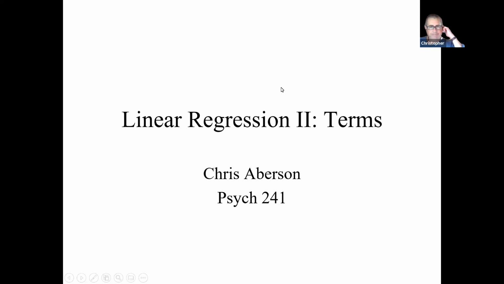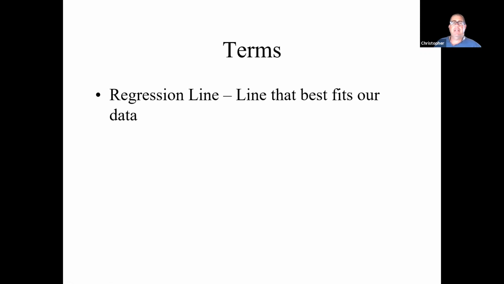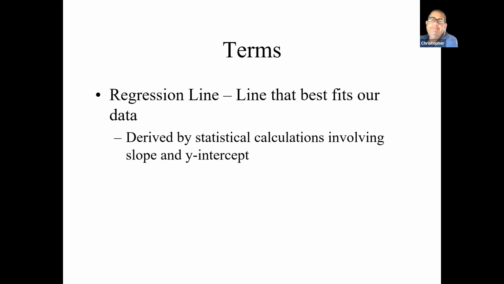All right, some new terms for linear regression. Regression line, this is the line that best fits our data. And when I say best fits the data, what that means is that it's the one place you can put the line where the points on the whole are closest to the line. And that is going to be derived by some statistical calculations that involve the slope and the y-intercept.